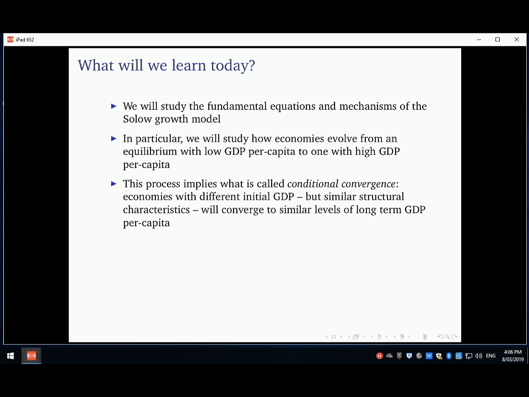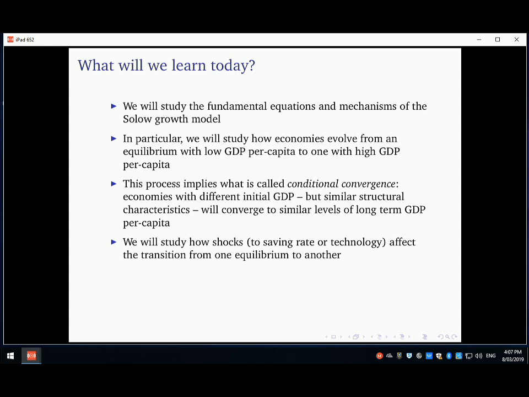It predicts that countries that have similar structural characteristics, starting at different levels of GDP per capita, eventually converge at similar levels of GDP per capita. That is the prediction, okay? So that's a very important distinction that we'll learn today.